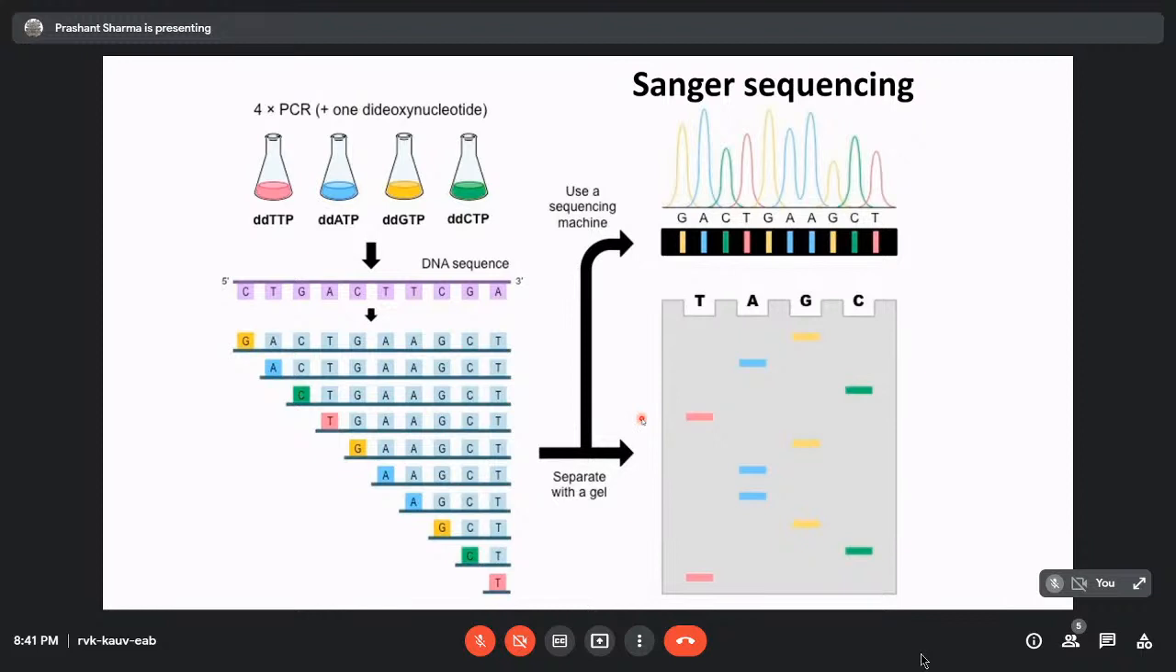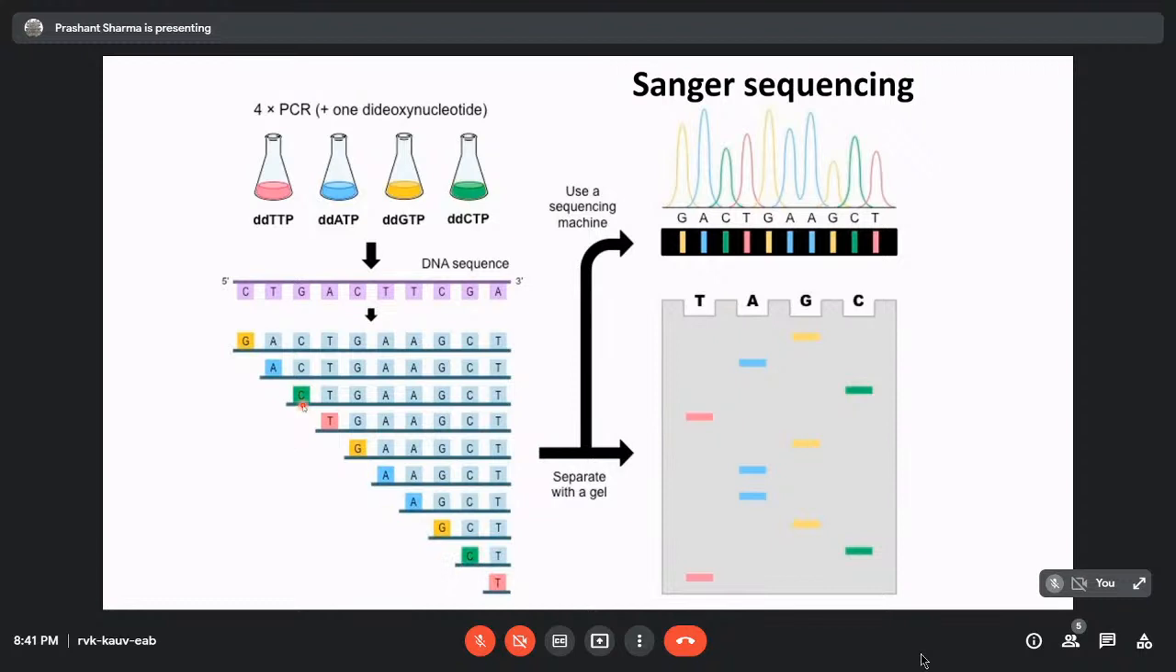This is a chain termination kind of reaction where, in addition to the deoxynucleotides, we add differently labeled dideoxynucleotides as well. Depending on where the incorporation of that dideoxynucleotide happens randomly, the chain is going to get terminated, while we're running a PCR reaction, the sequencing PCR, so to speak. And then all we have to do is electrophorese these products, a very high resolution electrophoresis.